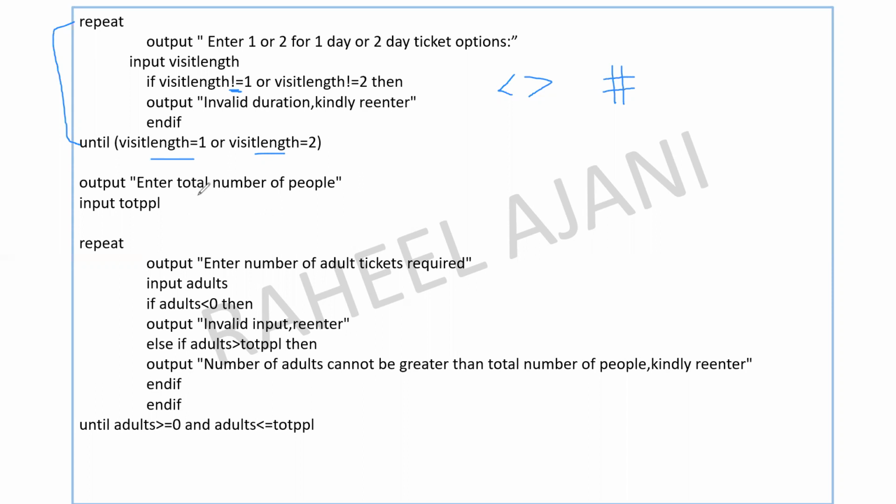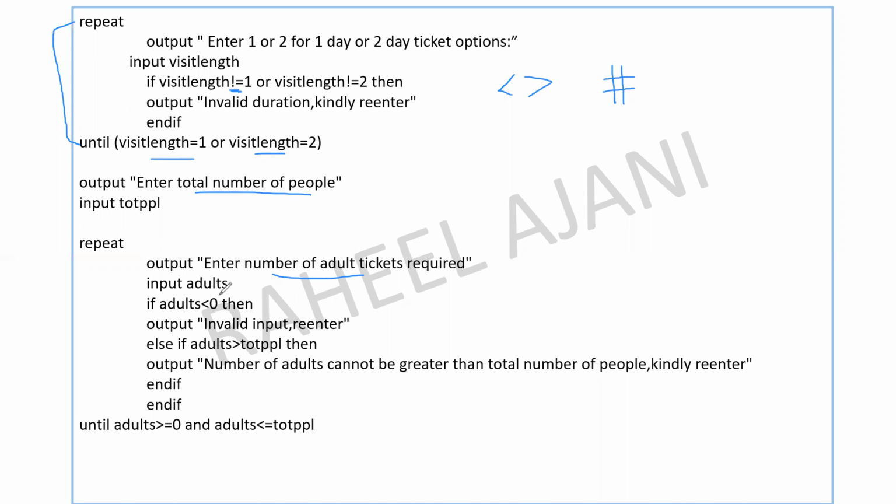After that, visit length is done, then it will ask you how many people want to visit the park. Now say I enter a certain number of people, say I enter 4 people want to enter. Now out of that 4, it is asking me to enter the number of adults. So it will accept the adult value from me.